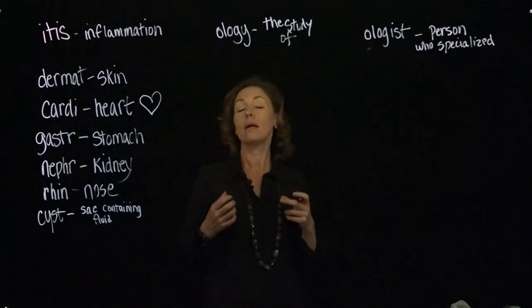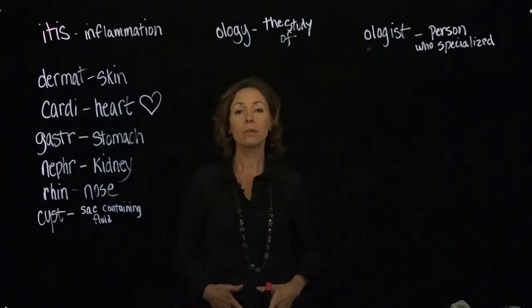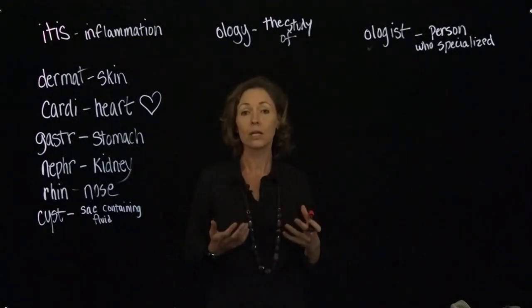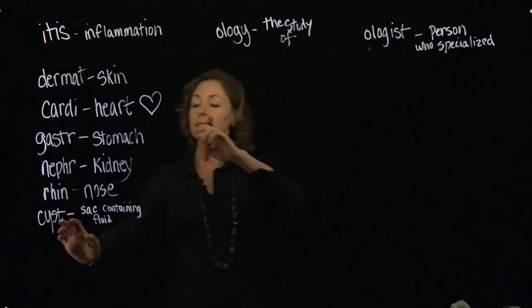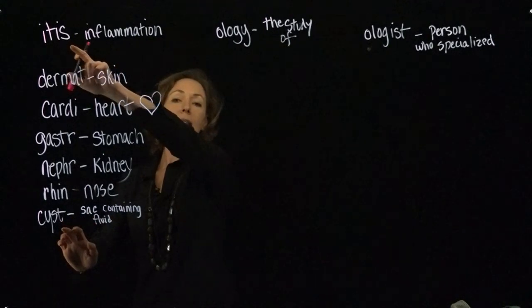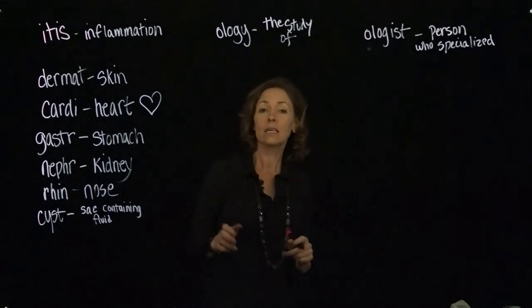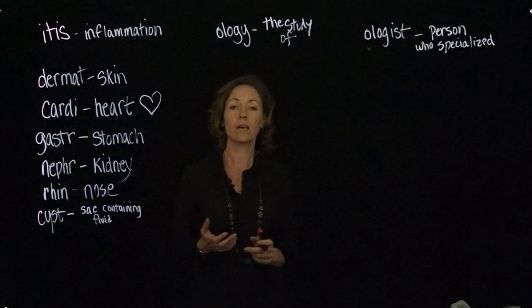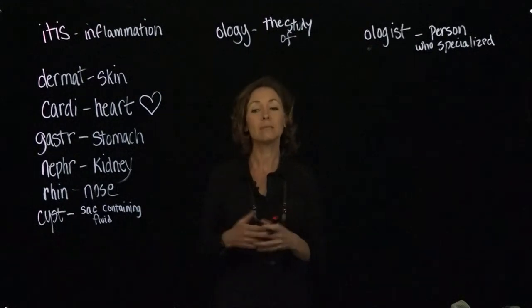But we also refer to our urinary bladder as a cyst. It is a sac containing fluid, urine. So if you put cyst with itis and get cystitis, the inflammation of the bladder, that's what happens during a urinary tract infection and causes all your signs and symptoms.